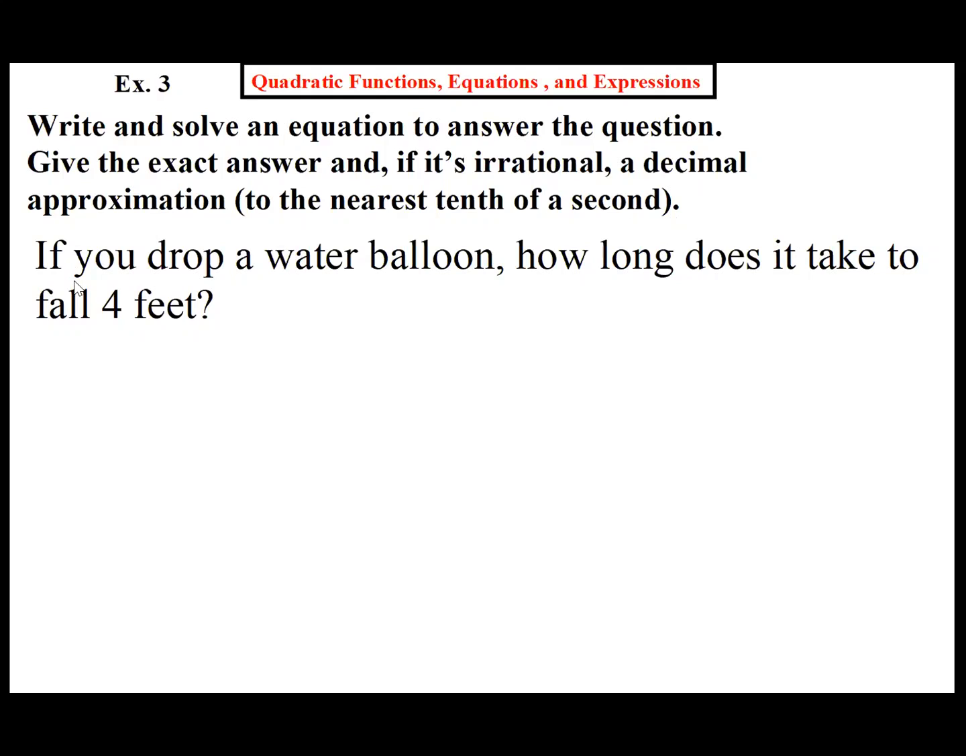Problem number 3 reads, if you drop a water balloon, how long does it take to fall 4 feet? Copy that. I'll give you some time. And then we're going to sketch a diagram for those of us that are artistically challenged. Copy and go.